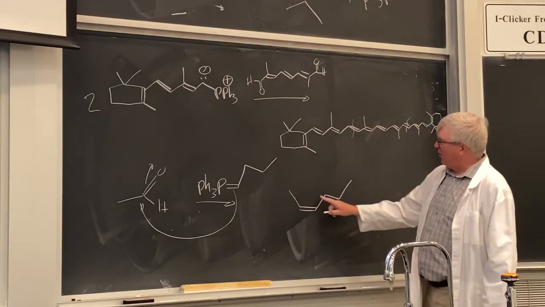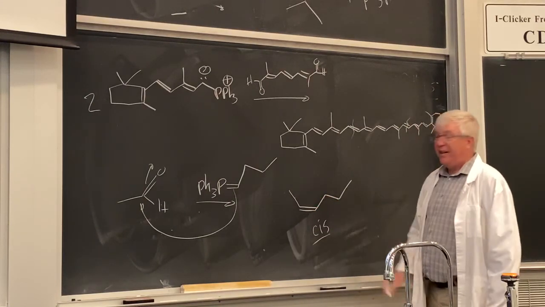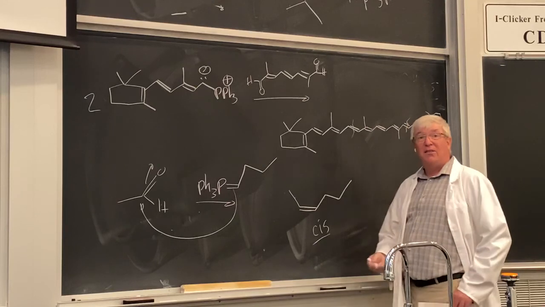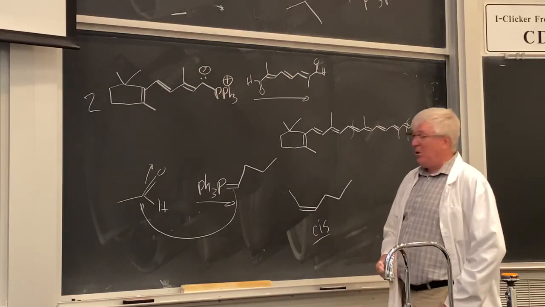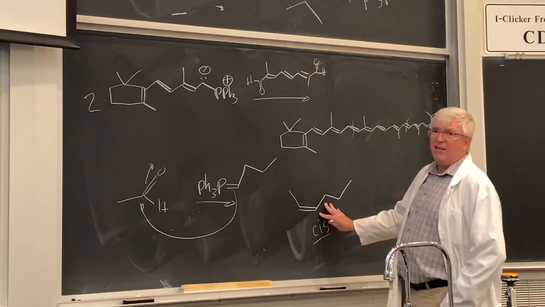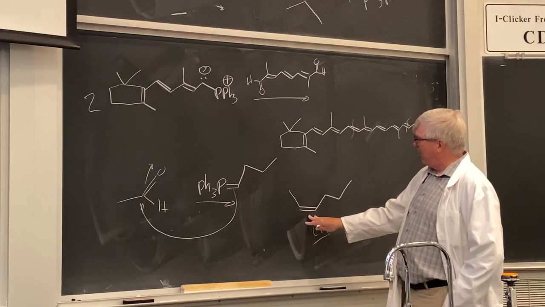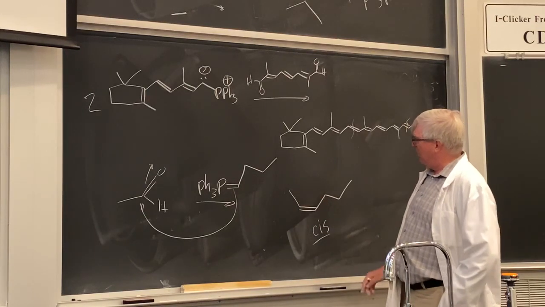It gives a di-substituted alkene, right? And cis is generally the major one. That has to do with the oxaphosphetane intermediate stability. It actually prefers to have the two groups here. If you're forming a di-substituted alkene, when the phosphine oxide eliminates, it actually prefers to have these two down.